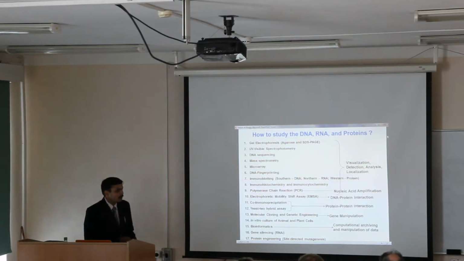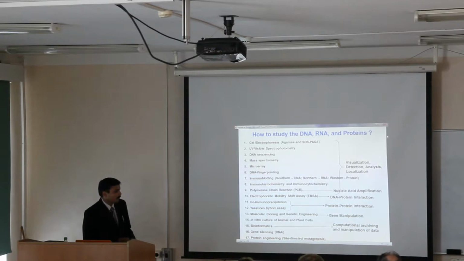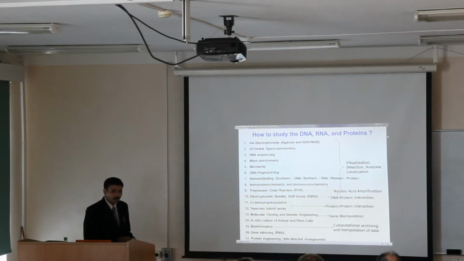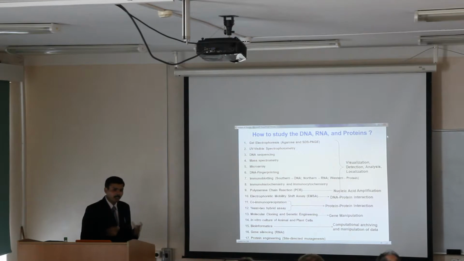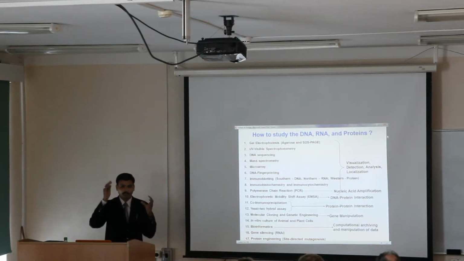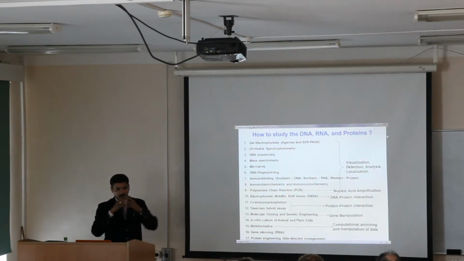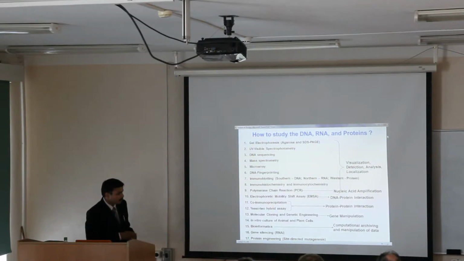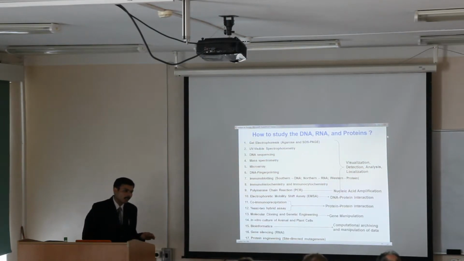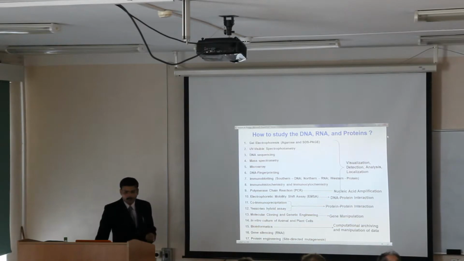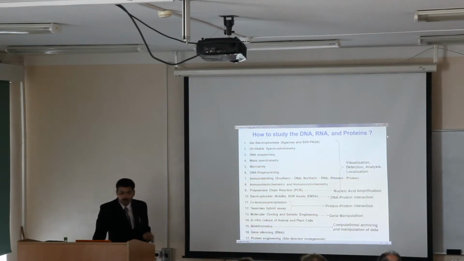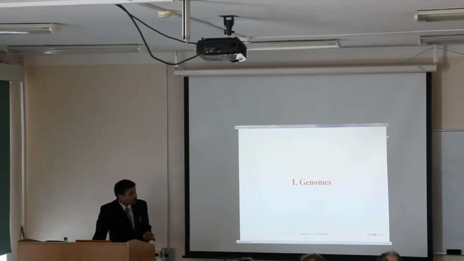Polymerase chain reaction is used for nucleic acid amplification. EMSA is used for DNA-protein interaction, and co-IP and yeast two-hybrid are used for protein-protein interaction. How one protein and another protein interact and regulate, we can study using protein-protein interaction. Molecular cloning and genetic engineering are the techniques which we can use for gene manipulations. Now, let us see one by one how these things arrive.